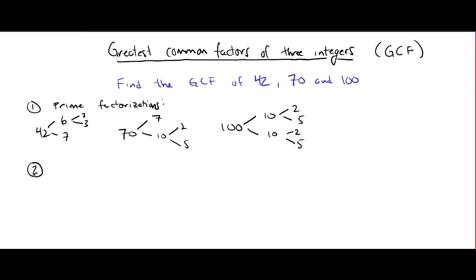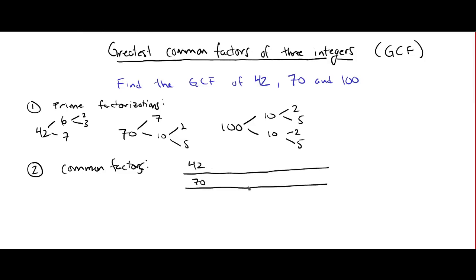Next step, we look for common factors. All right, so let's make a table. So we've got 42 and 70 and 100. All right, so we list the prime factorizations. 2 times 3 times 7 is going to be 42. And actually, I've got to leave some space in here for some other stuff that's going to fill in later. So let me write it like this.